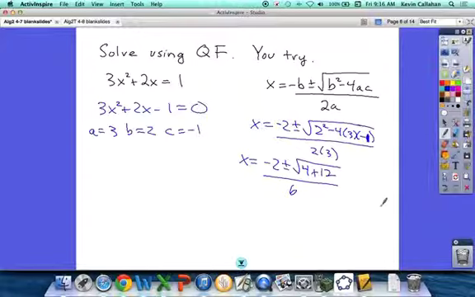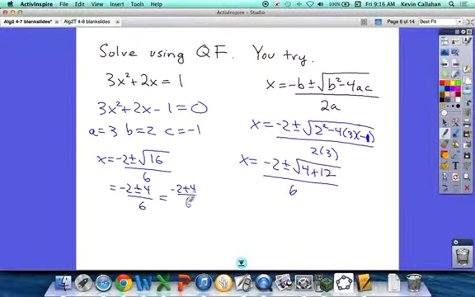So if I follow through with this one, x equals -2 plus or minus the square root of 16 over 6, which is -2 plus or minus 4 over 6. So you're going to have two of them, right? -2 plus 4 over 6, which is 1/3. And you're going to have -2 minus 4 over 6, which is -1.